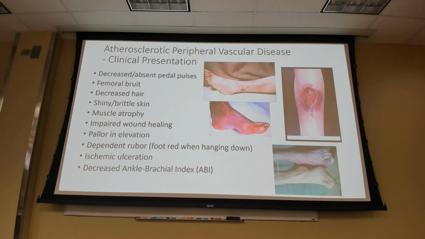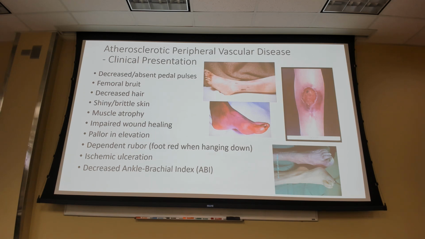All right, so what are we going to see on our exam? We might have decreased or absent pedal pulses. You might hear a bruit. A lot of times, the more common things we see are decreased hair and a shiny, brittle area. They may have muscle atrophy depending on how long it's been occurring. These may be patients you see that have an increase in lower extremity ulcers or poor wound healing. You'll see this in the diabetic patients. They typically have comorbid diabetes with this.